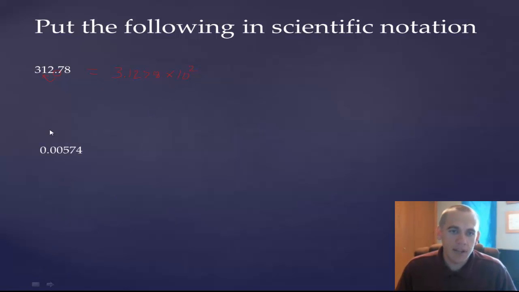Okay, if we have a number that's smaller than 1, so I have 0.00574, then I'm going to move my decimal point after the first non-zero digit. So I want 5.74, but since I moved that decimal point 1, 2, 3 places to the right, I need to move it back 3 places left in order to get back to where I was, right? I'm not changing the value of this number, just the way it's expressed. 5.74 times 10 to the negative third.